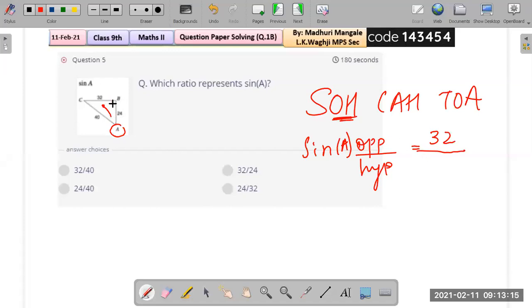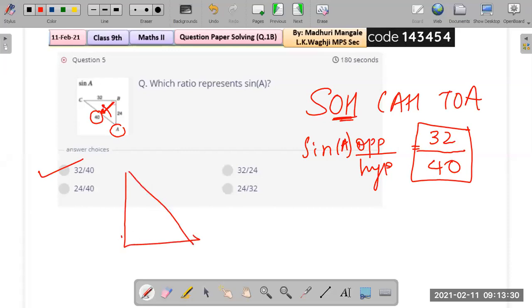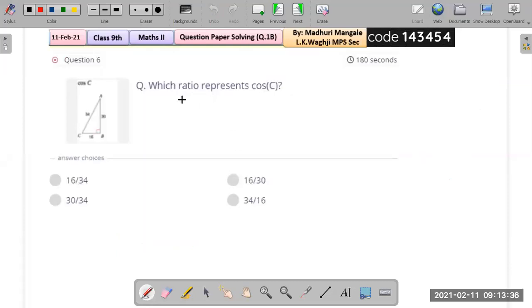The hypotenuse is always the side which is opposite to 90 degree. Over here B is 90 degrees. So the opposite was 40. 32 divided by 40. This is the correct fraction. Okay. Fine. Once again, what is the hypotenuse? So any side which is opposite to 90 degree, that is the hypotenuse. All right, let us look at next question. This is of similar type.